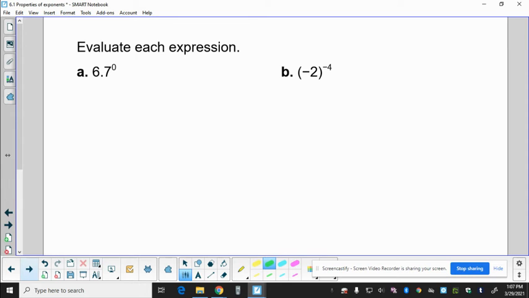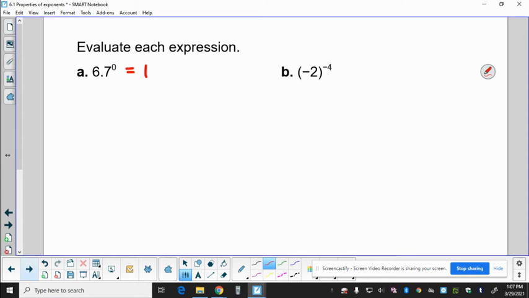Okay, so what I'd like everybody to do is try to figure out what the answers are to those two problems. Well, let's go ahead and start with part A. By definition, that is 1. Simple as that. Anything to the 0 power has a value of 1.